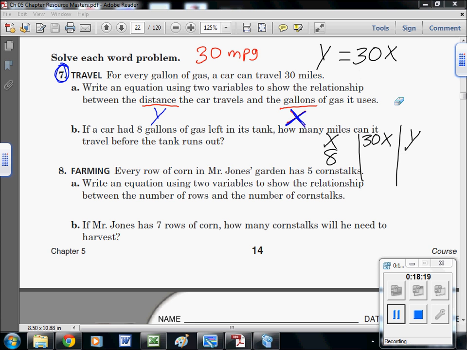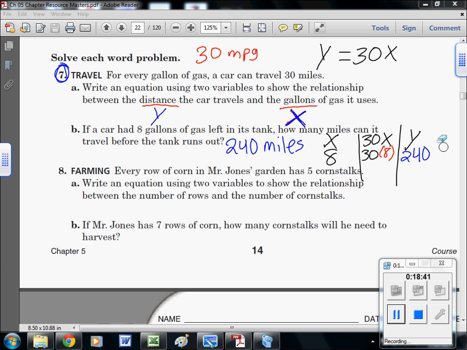So if we're plugging in 8 gallons of gas, that means 30 miles times 8 gallons of gas. Well, 8 times 3 is 24. Add a 0, so that's 240. So that means 240. And remember, y was distance. Distance was miles. So that's 240 miles. So that means on 8 gallons, you go 240 miles.